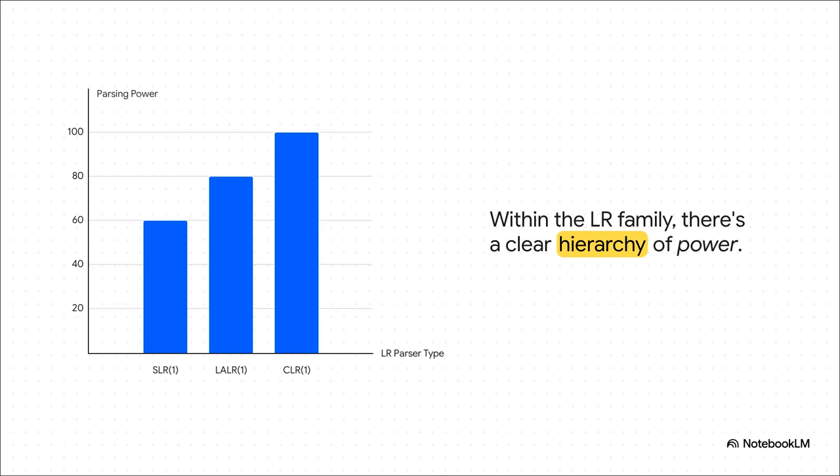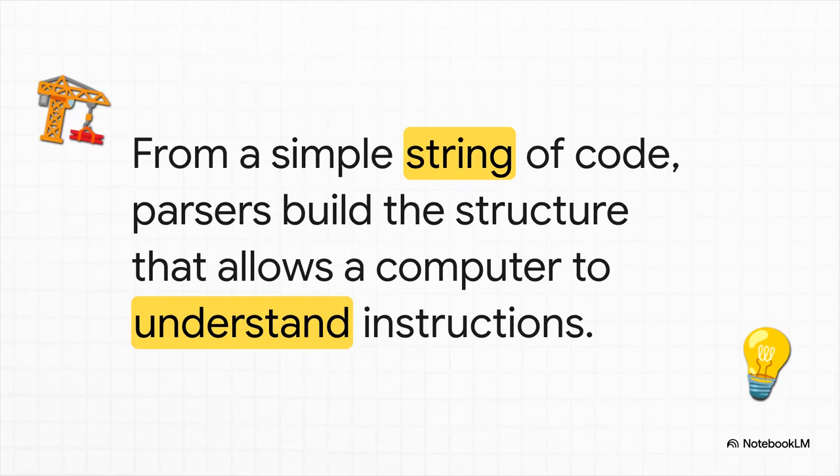As you can see here, a CLR(1) parser is the undisputed champion. It can understand the most complicated and tricky grammars out there. But all that power comes at a cost. They can be really complex. That's why a lot of real-world compilers use something like LALR(1), which hits that sweet spot of being really powerful, but also efficient. So here's the bottom line.